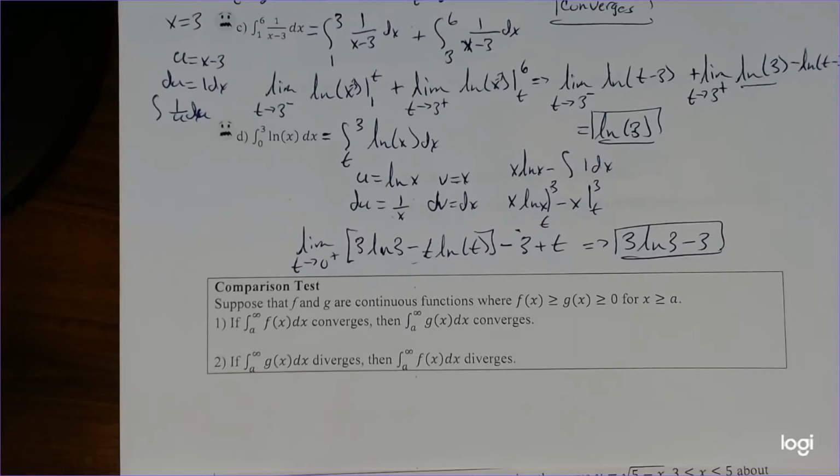So the comparison says, suppose that f and g are continuous functions where f of x is greater than or equal to g of x. So one function is greater than or equal to the other one, okay, when it comes to it, for all x greater than a.